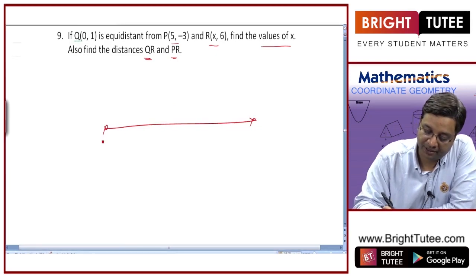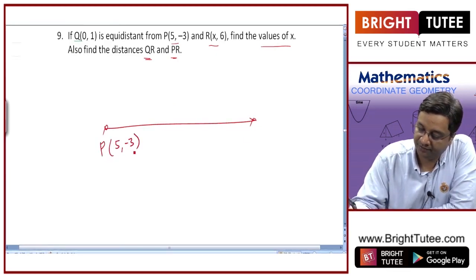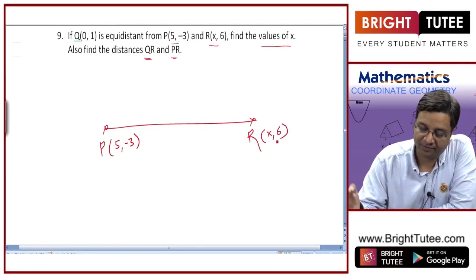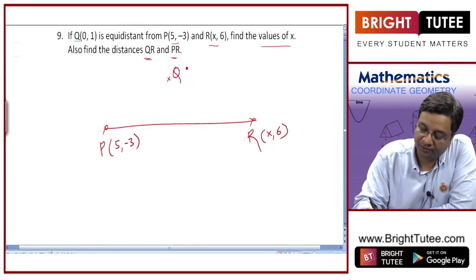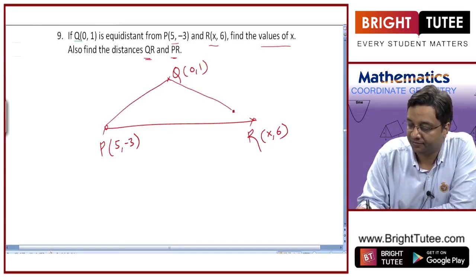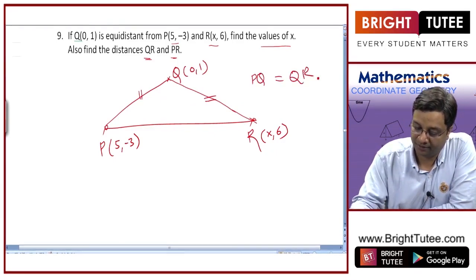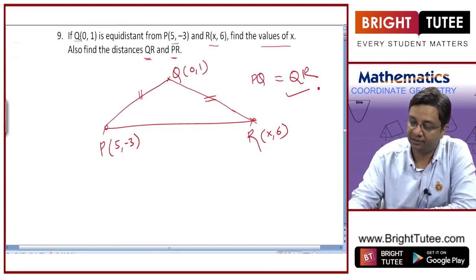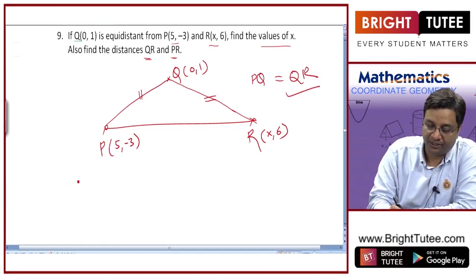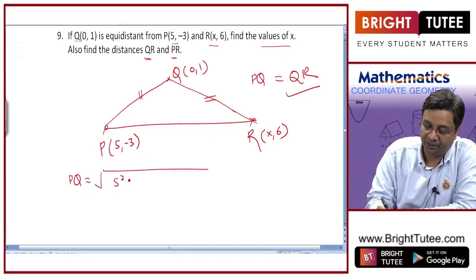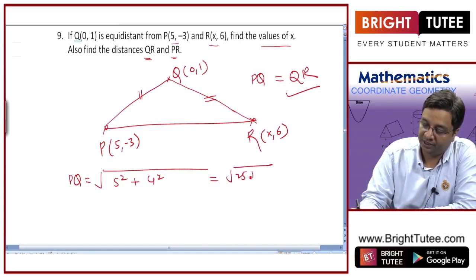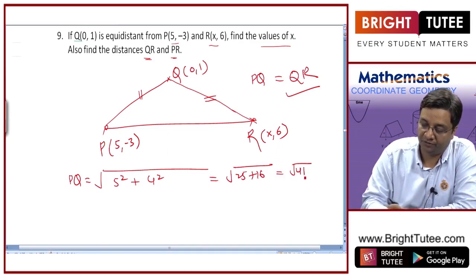Let's say this is point P, 5 comma minus 3, and this is R, x comma 6, right? And point Q, which is 0 comma 1, is equidistant. So these distances are equal. Distance PQ is equal to distance QR, right? So let's apply the distance formula here. PQ is how much? Square root of 0 minus 5, 5 squared, 1 minus minus 3 is 4 squared. 25 plus 16 is equal to square root of 41, right?